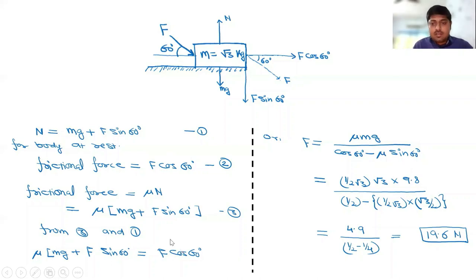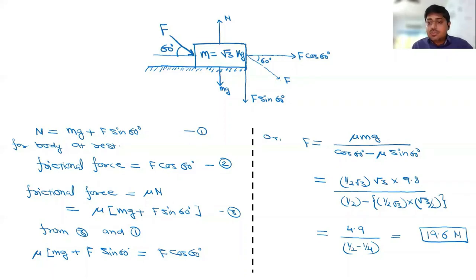We are just rearranging these parameters. We are taking F on one side and we are taking cos 60 and mu terms on the other side. Putting the values of mu, m, g and cos 60 and sin 60, we can write it in this form. This comes out to be 4.9 divided by 1 by 2 minus 1 by 4, and the final value of this force comes out to be 19.6 Newton.